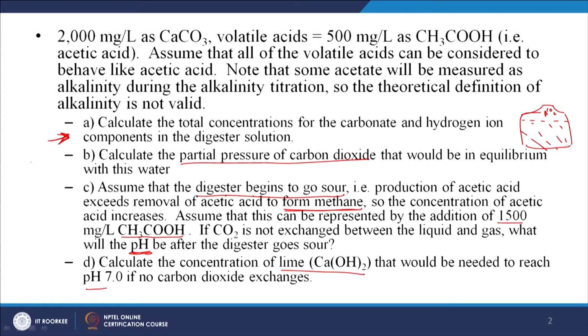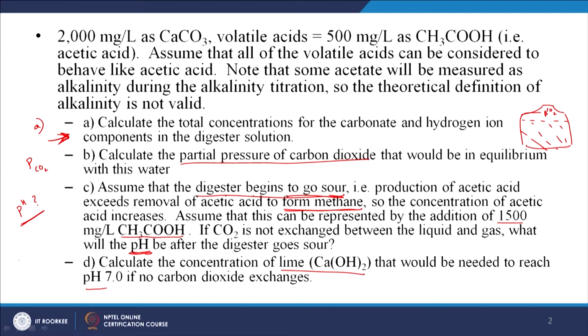So in this case, we are just trying to calculate the partial pressure of CO2 that would be in equilibrium with the case as calculated in part A, right. And in part C, we are trying to predict what would be the pH, or drop in pH, if you have a digester going sour, yes.